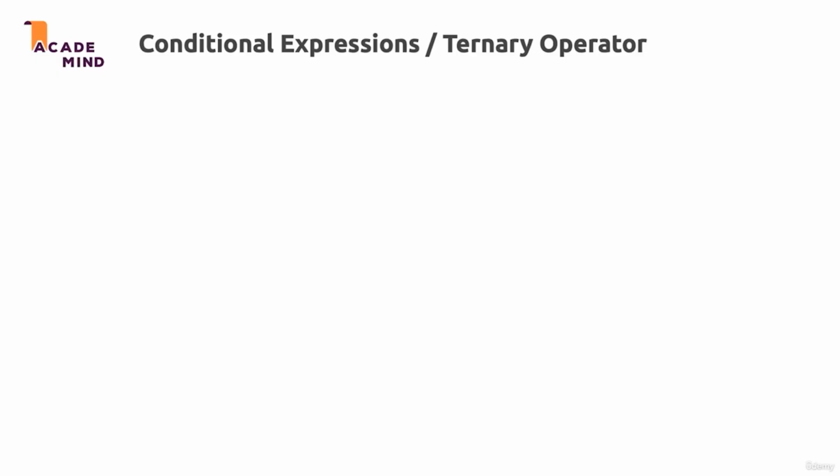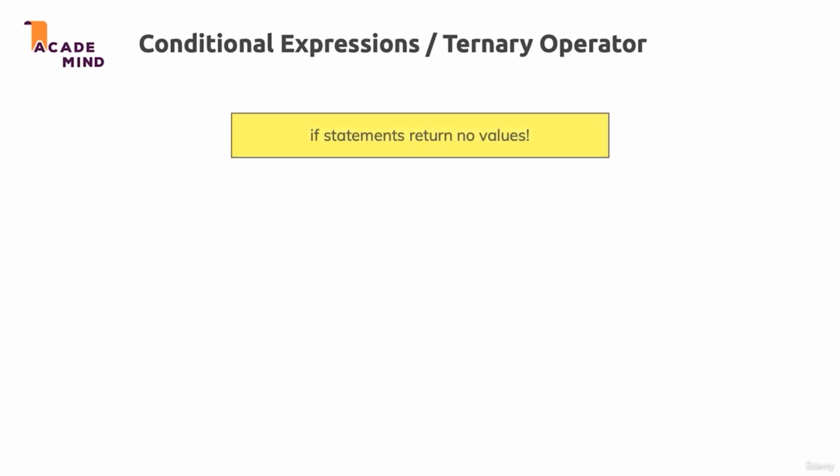There is one special conditional expression which we haven't seen and used thus far, and that's the so-called ternary operator, or the ternary expression. It's important to understand that if statements themselves return no values, right? You just dump them into your code to then execute code conditionally. It's not like a function or a calculation with some operators. An if statement doesn't return any value which you could store somewhere.